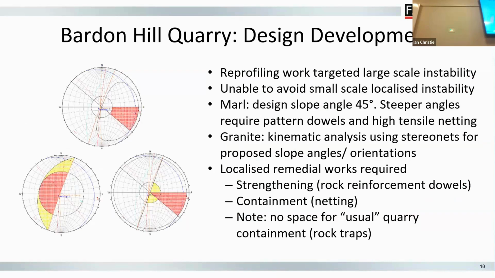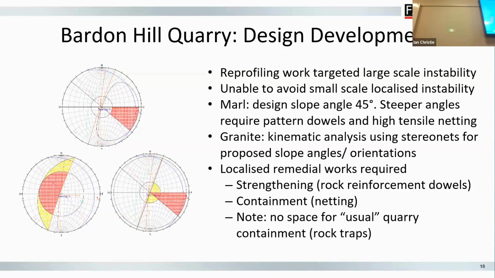So as I mentioned, the reprofiling work was targeting this large-scale instability, but unfortunately we weren't able to design out all of that small-scale instability. There were just too many joints giving us too many things happening. But before we even got to the granite and thinking about the different failure mechanisms there, we had to excavate first through the marl rock. And our design slope angle there was 45 degrees.